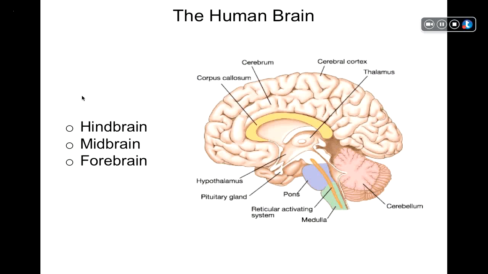So now we want to look at the brain in a little bit more depth. So we're going to be looking at some various structures in the brain below the level of the cerebral cortex. To make this job a little bit easier, I've organized these structures into 3 chunks: the hindbrain, the midbrain, and the forebrain. So we're going to be looking at those structures in hindbrain, midbrain, and forebrain and their functions.